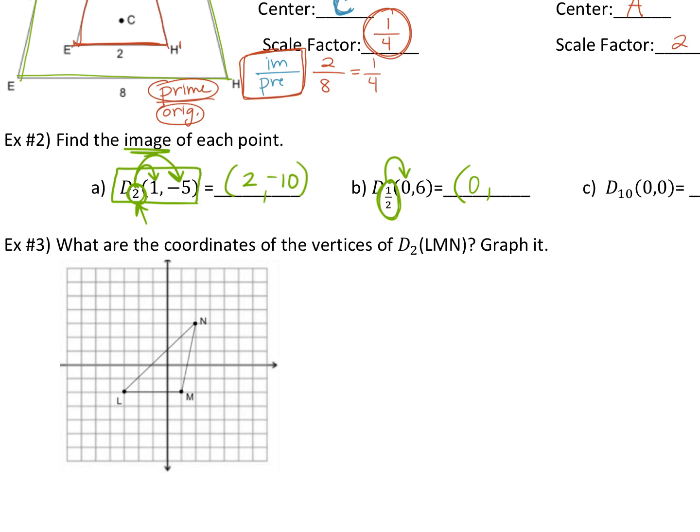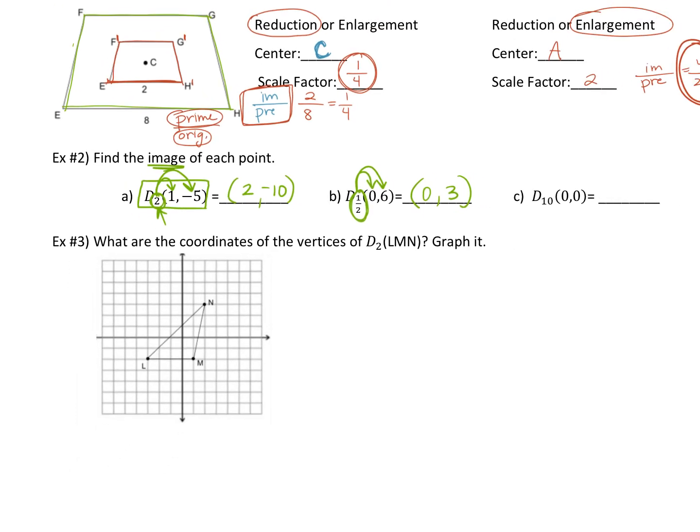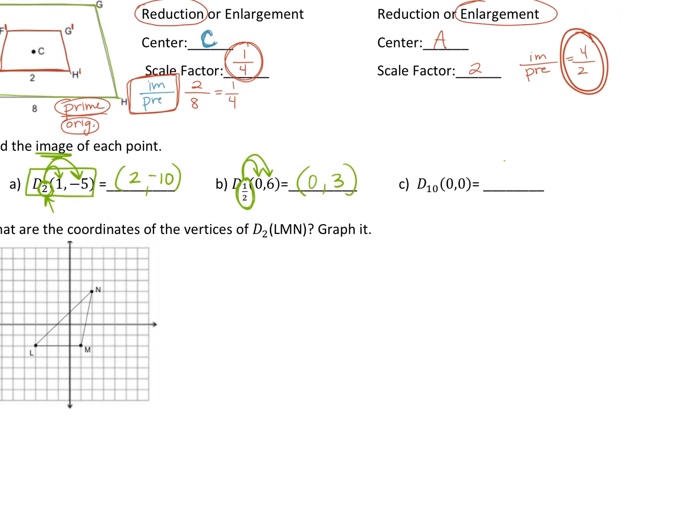Oh my gosh, I'm such a bot. 1/2 times 6 is 3. And then this one would be 0, 0. This one is 0, 0.